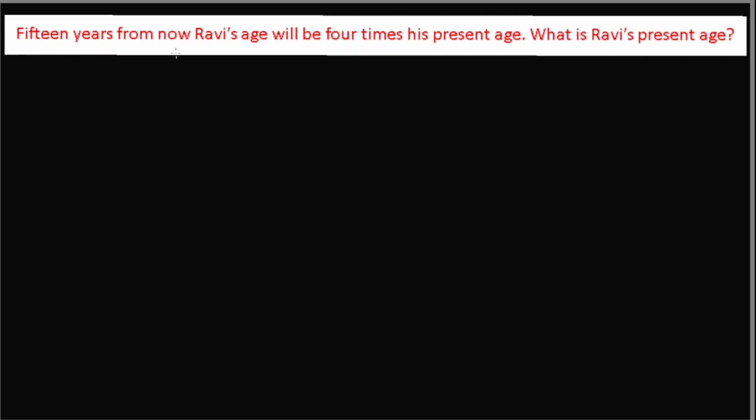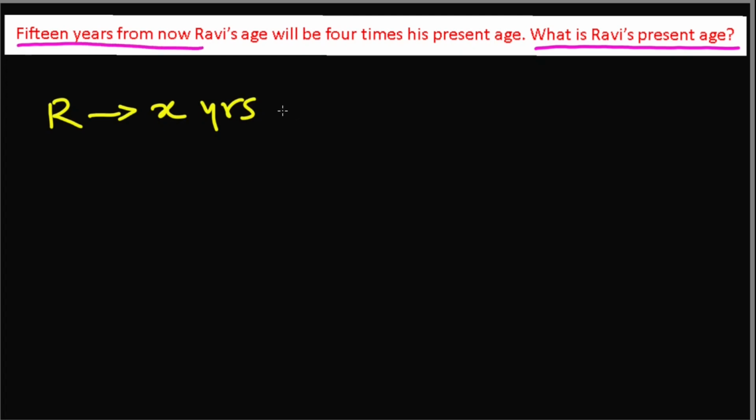Next word problem is 15 years from now, Ravi's age will be 4 times his present age. What is Ravi's present age? Let us start the solution from the last question. What is Ravi's present age? Let Ravi's present age be x years. From the first condition, 15 years from now.